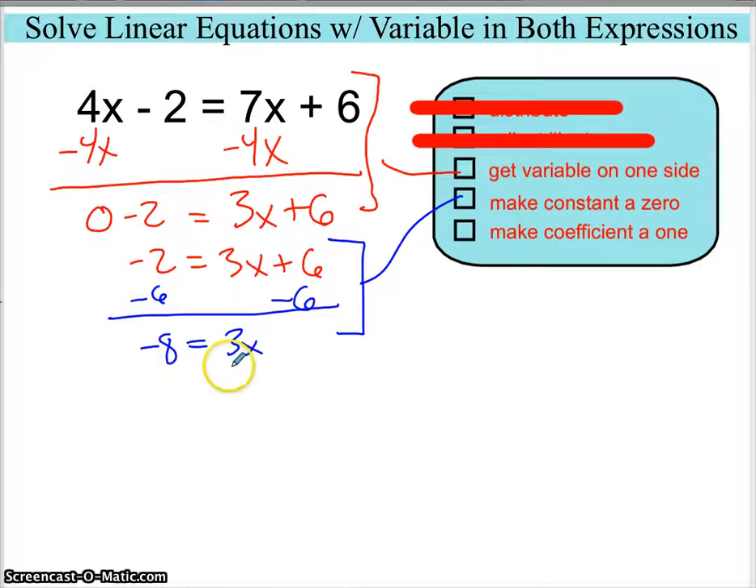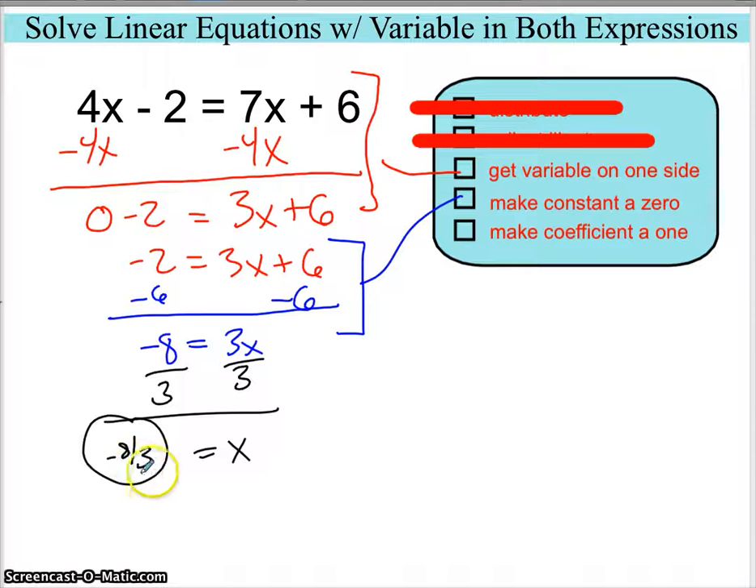And then the last step is we'll make the coefficient a 1 by dividing by the coefficient, in this case using the division property of equality. And so here we go, 1x, 3 over 3 makes 1, and 1 times x is x. And negative 8 divided by 3 is negative 8 thirds. As an improper fraction, you can make it a mixed number, that's negative 2 and 2 thirds.